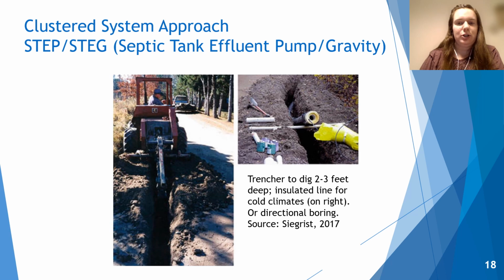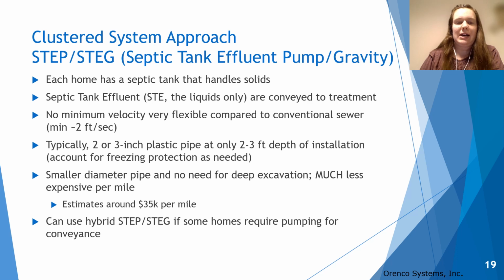You can use a trencher to dig a 2 to 3 foot hole into the ground for the pipes. The pipes are typically only a couple inches in diameter, whereas your conventional sewer system, those pipes are significantly larger and are almost all gravity fed. So those cost a whole lot more to install than what these types of pipes cost. As I mentioned, each home has a septic tank for the solids. Since there's only the liquid moving to the treatment unit, there's no minimum velocity, so it's very flexible for the diameter of pipe that you use compared to a conventional sewer network.